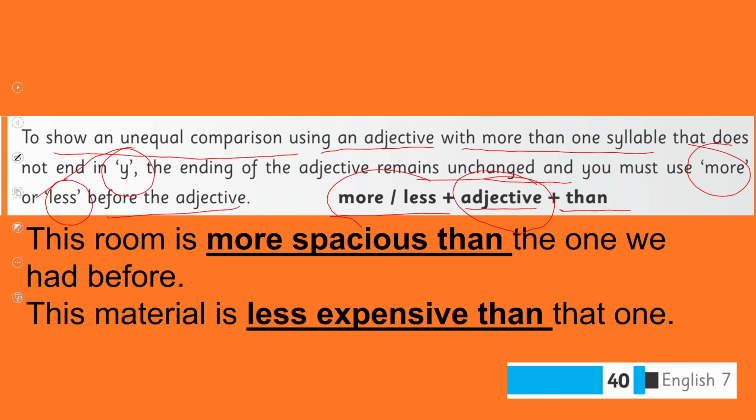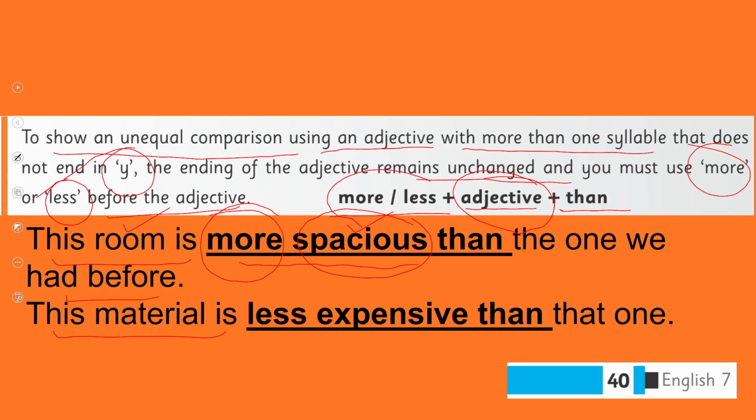It's really simple. Let's look at and understand it with some examples. Number one, this room is more spacious than the one we had before. Now, the word spacious does not have Y at the end, so we add more before it with our adjective and then we add THAN. We are comparing one room to the one we had before.